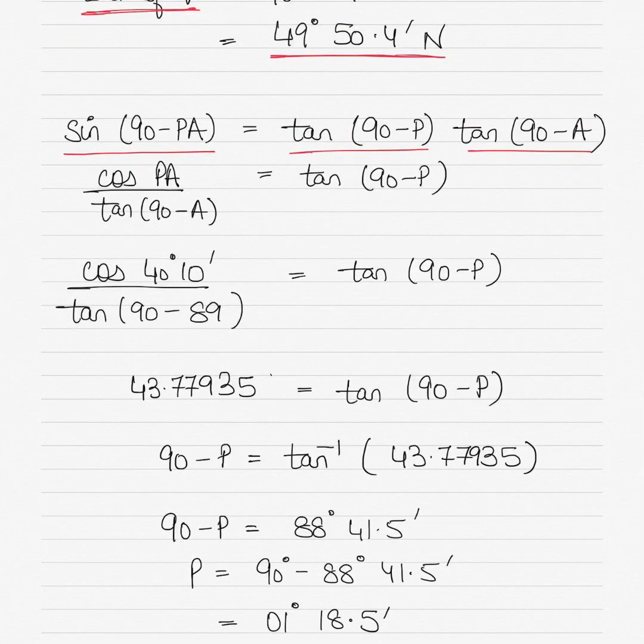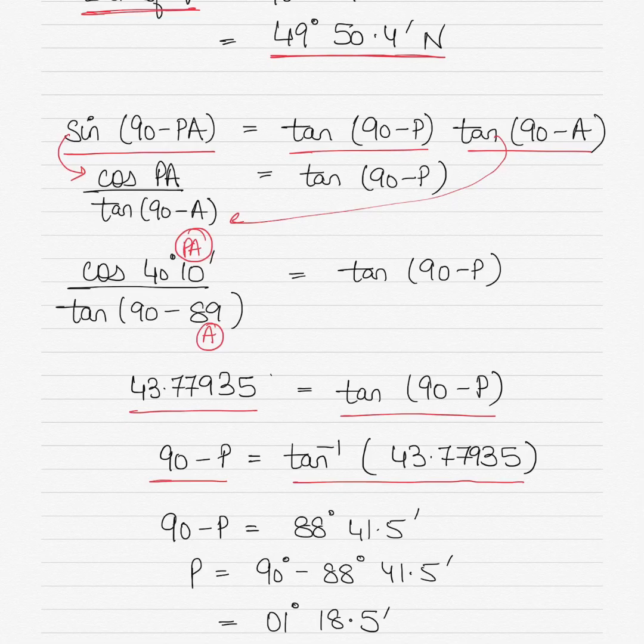Whenever it's opposites, it's cos. So sine 90 minus PA is also equal to cos PA. And then we got tan 90 minus A down here, leaving tan 90 minus P on one side because that's the unknown. Put in the value of PA, 40 degrees 10 minutes. Put in the value of tan 90 minus A, which is 89 degrees. Then solve the equation. Check with my values what I have done.